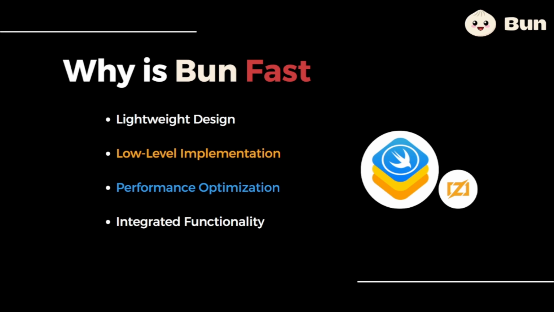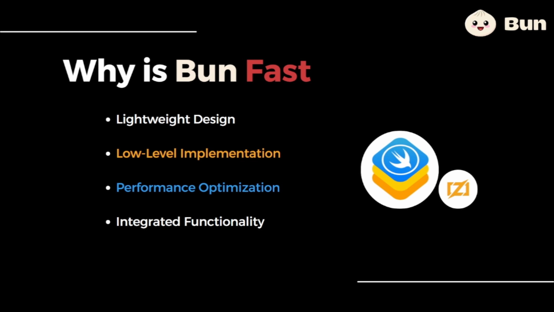Second is the low-level implementation. The Bun runtime is built using Zig, a relatively new low-level programming language. Zig's characteristics enable the developer to write code with fine-grained control over memory management and execution, and it also lacks hidden control flow, which makes it simpler to write fast software. So it contributes to the runtime efficiency.